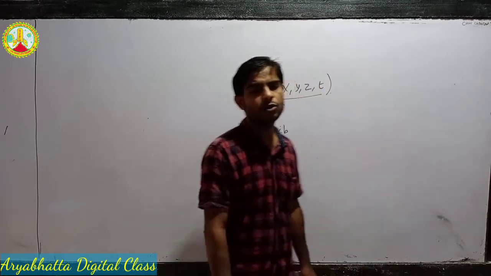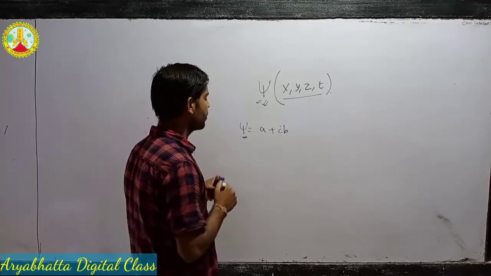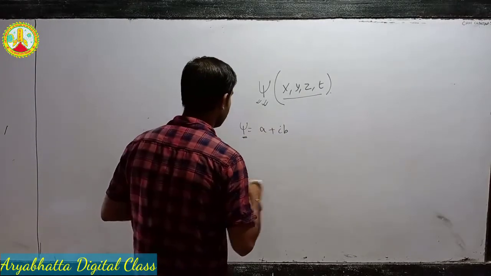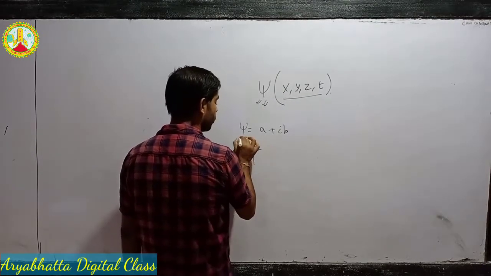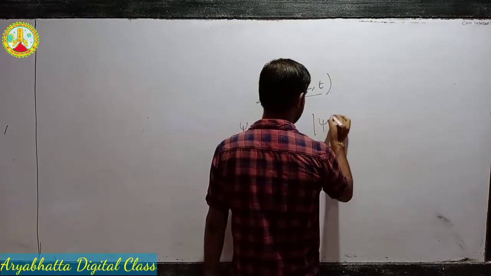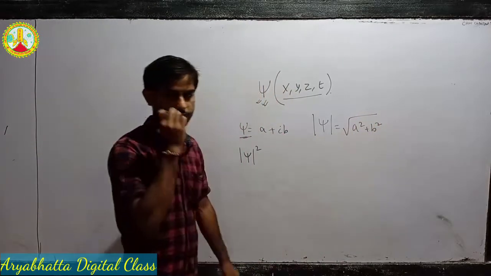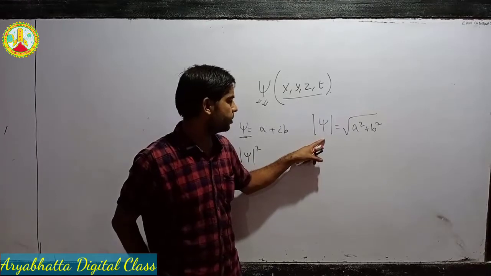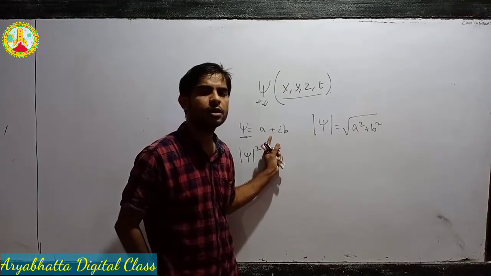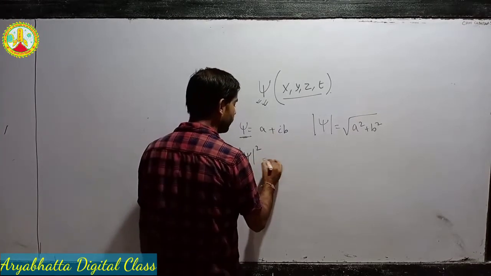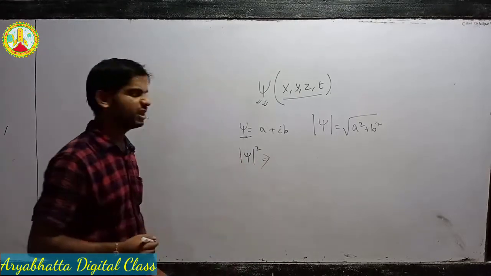We apply a mathematical operation that we usually use for imaginary numbers: we take the square of the modulus. The modulus of psi is the magnitude of psi, defined as root over a square plus b square, so i vanishes. Using this modulus operation, we take the real part from the complex number. So psi square gives a square plus b square, which is real in nature, so psi square has a significance.